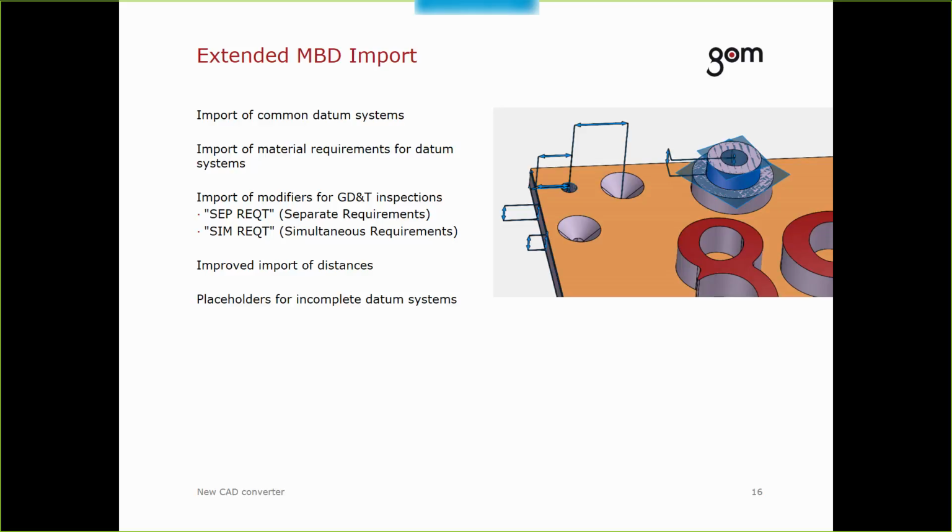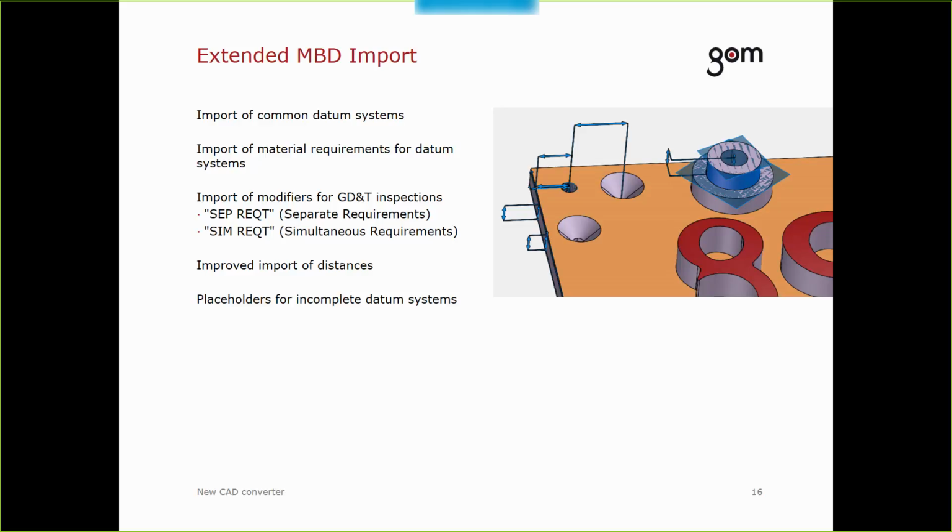In GOM Software 2016, the import of MBD information which come with the CAD has been extended. MBD is an abbreviation for Model-Based Definition. It is possible to include all requirements of a drawing in a CAD file, for example, scalar dimensions or GD&T inspections. Therefore, you don't necessarily need a 2D drawing any longer.